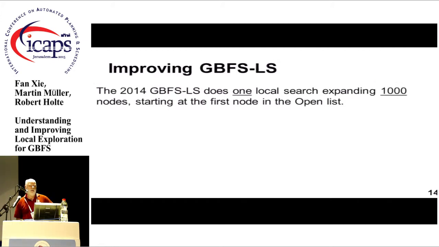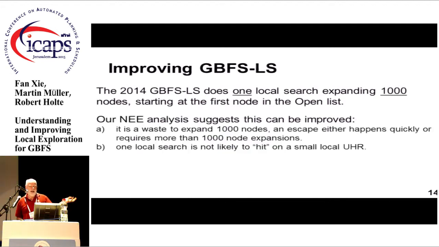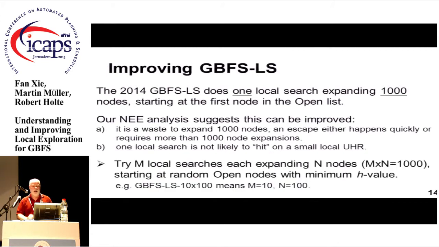So this leads to an idea of how to improve the paper we reported last year. It's a very simple idea once you have this insight. In 2014, the GBFS LS did one local search and expanded 1,000 nodes. But now we know that 1,000 is not a good cutoff point. The NEE analysis I just showed you says it's a waste to expand 1,000 because after 100, there's basically nothing. You would be a lot better doing more searches, but giving each search a smaller budget of nodes to expand.